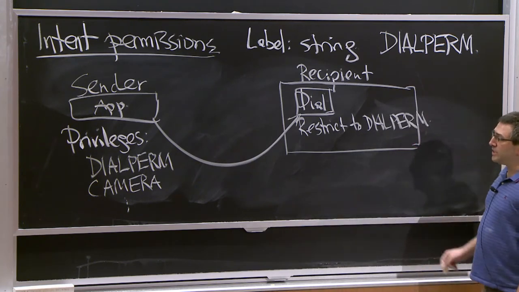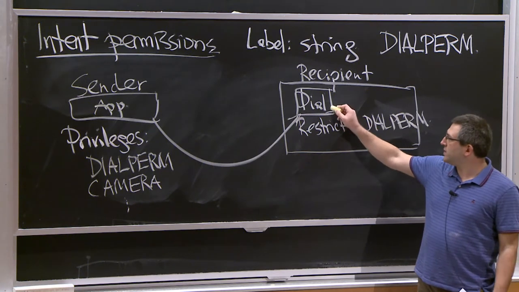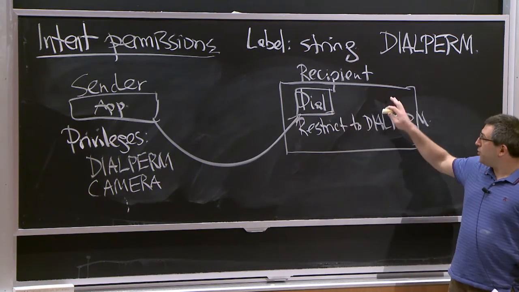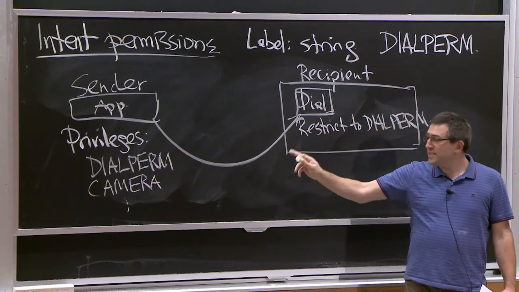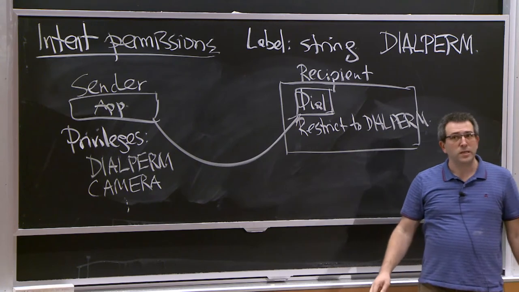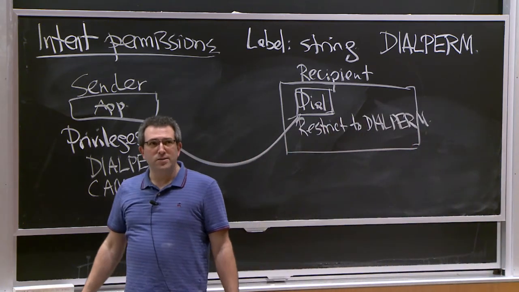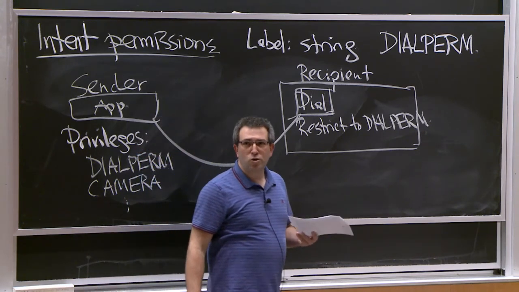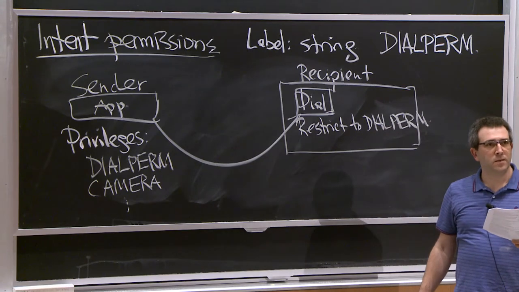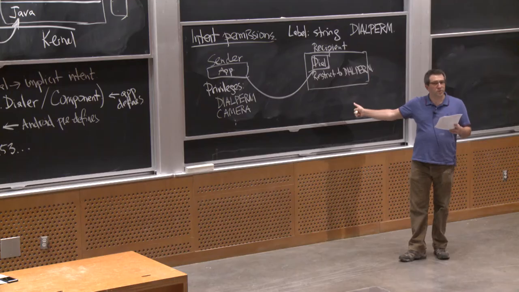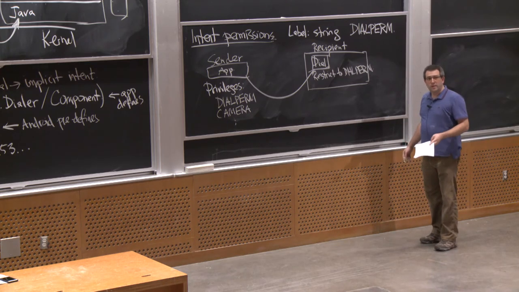And some other application that doesn't have that privilege will not be able to send any intents to this dial component. Maybe other components in the phone app are okay, but not this one. This one's protected by dial perm, and you must have the dial perm privilege in order to send a message. So that's the knob that the Android framework provides in order to allow application developers to control intents being sent. Make sense? Questions about how this works? And yeah? Good question.